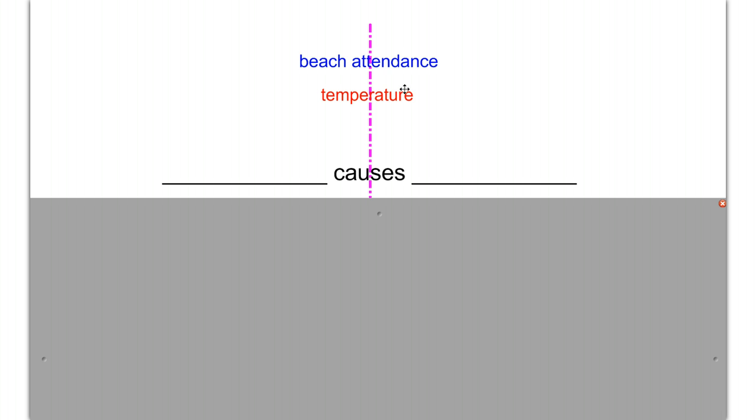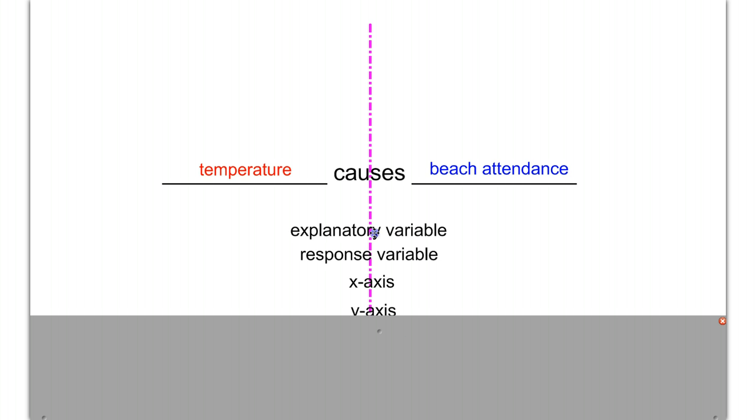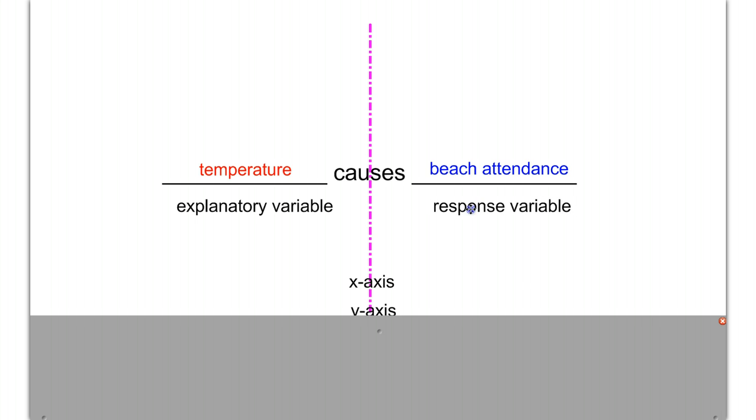Does the number of people at the beach cause the temperature to change? Probably not. But does the temperature cause the number of people at the beach to change? Definitely. The warmer days are typically going to attract a lot more people to the beach. So we would say that our explanatory variable is temperature. So we'll label that here. Explanatory variable is temperature, and therefore the response variable is the beach attendance.